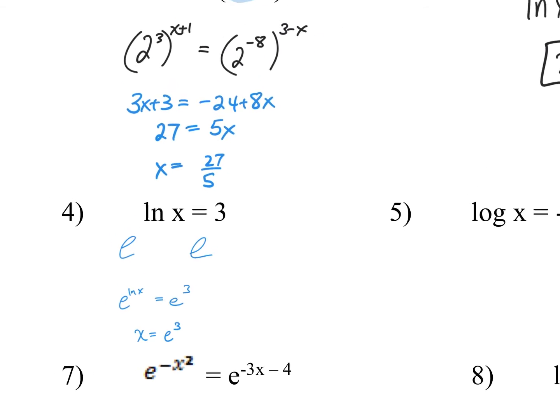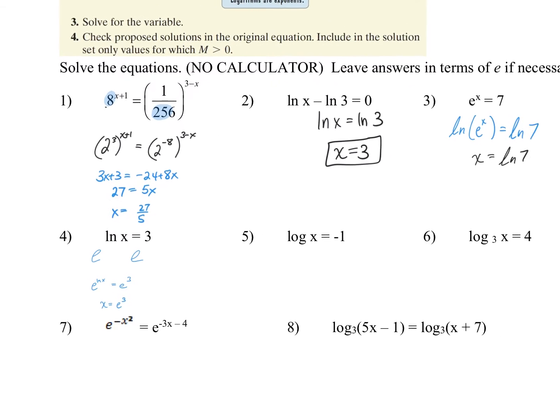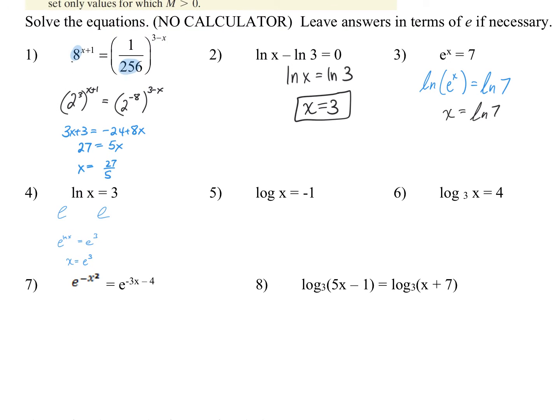You can see a lot of our familiar steps are showing up here. We are working backwards to isolate a variable. So I think I'd like you to try the next few on your own. That's going to be 5 through 8. As we've been doing, I will pause and work these out.